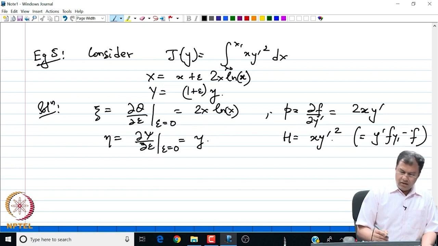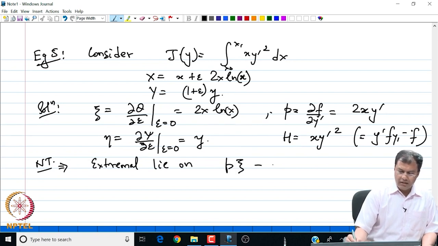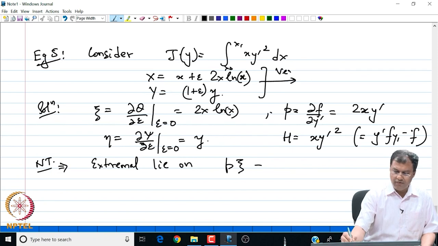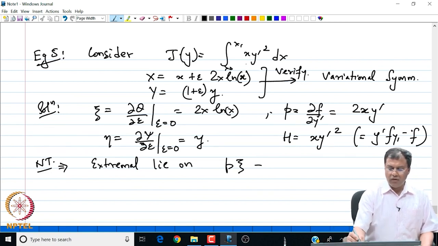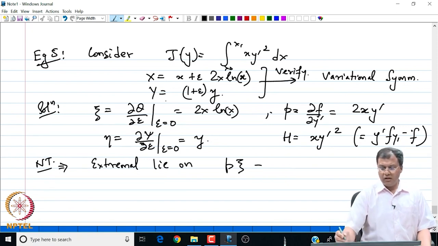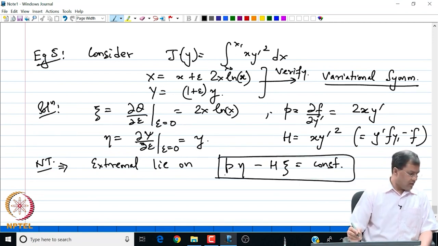Okay. So, Noether's theorem says that the extremals lie on p xi minus, well, there is one thing the students need to verify, we need to verify that this is a variational symmetry. So, this transformation leads to a functional in the new variables which is variationally invariant. That needs to be verified first, before we can apply Noether's theorem. So, Noether's theorem says that p eta minus h xi is equal to a constant, right. So, this is also equal to a constant, fine.